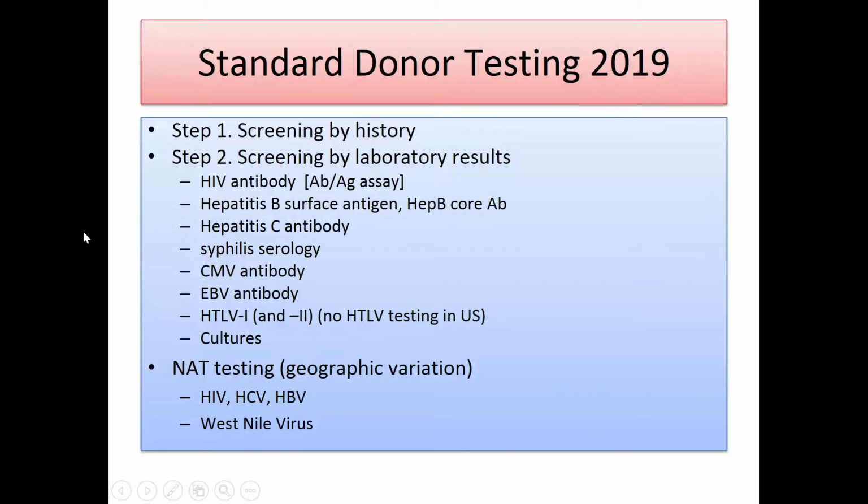Just to review the current donor testing that's done in Canada. So the first step is screening by history. The second step is a laboratory assay. So typically the HIV antibody assay is actually an antibody antigen assay. We do hepatitis B surface antigen and core antibody, and hepatitis C serology, as well as syphilis, CMV, and HTLV1 testing, as well as cultures. And then depending on where you live in Canada to some extent, and the type of donor that you have, we would do NAT testing or nucleic acid amplification testing, where you're directly looking for viremia, and that's commonly done for HIV, hepatitis C, and hepatitis B virus, as well as seasonally done for West Nile virus.